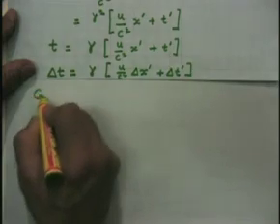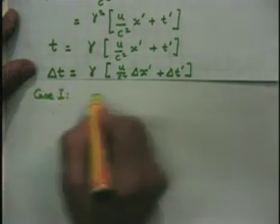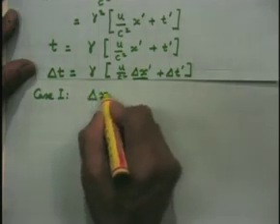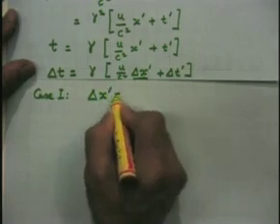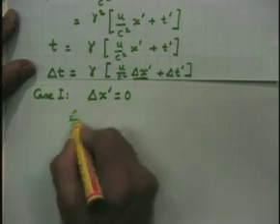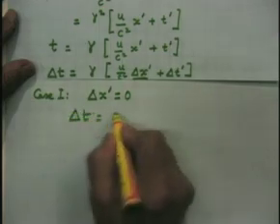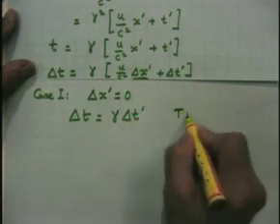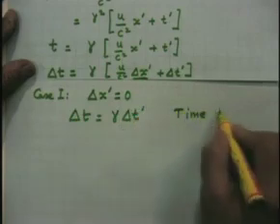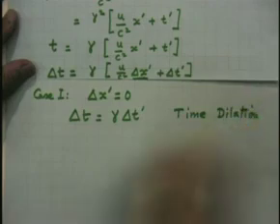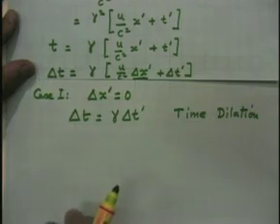First, case 1, in which the two events occur at the same space point in S prime reference. Therefore, the two events occur at the same value of x prime, so delta x prime is equal to 0. Then you will have delta t is equal to gamma delta t prime. This is my time dilation that we had derived earlier. So the time dilation is contained in my Lorentz transformation.